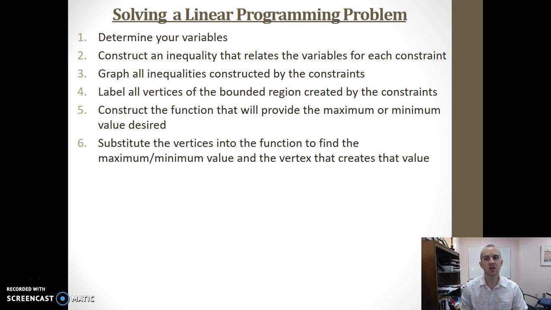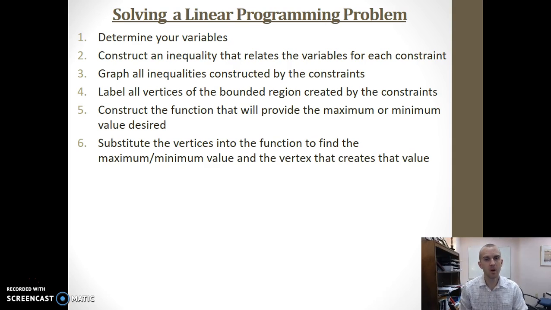So if we want to solve a linear programming problem, the first thing is to determine what are the variables. Then we want to construct the inequalities that relate to each of the variables for each of the different constraint situations. We're going to graph them and then determine where are all the vertices. And once we have the vertices labeled, we know the points at which we're going to try to plug into our maximum or minimum function.